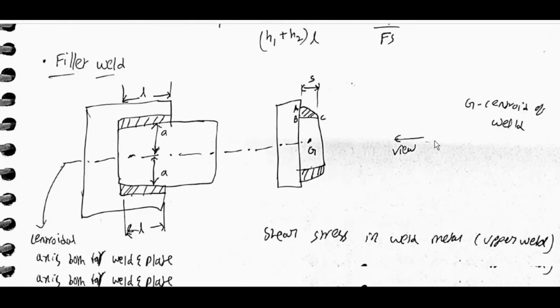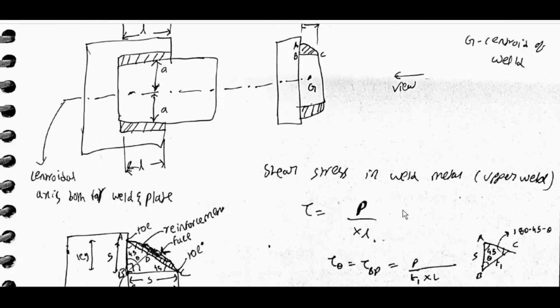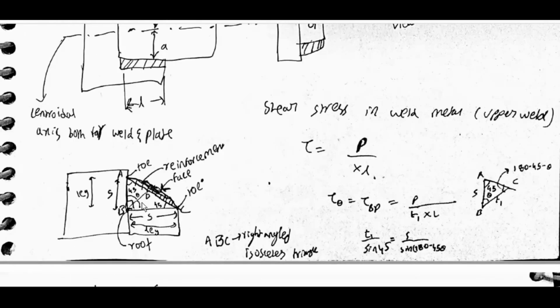Fillet weld, G is the centroid of weld, L is the centroidal axis, both for weld and plate. Shear stress in the weld metal, upper weld P: tau is equal to P by throat thickness into L, at an angle theta. About this, tau theta is equal to tau BD is equal to P by T1L.